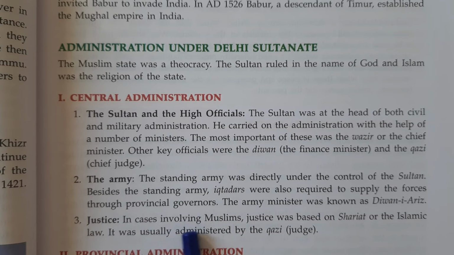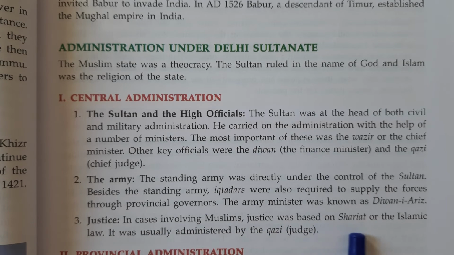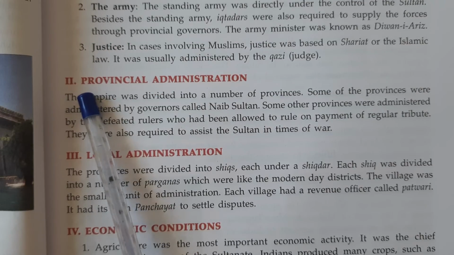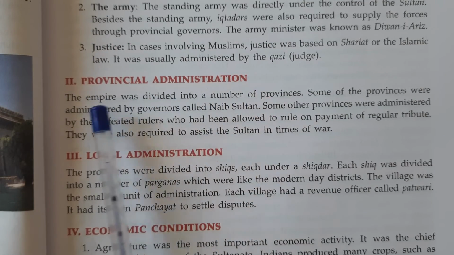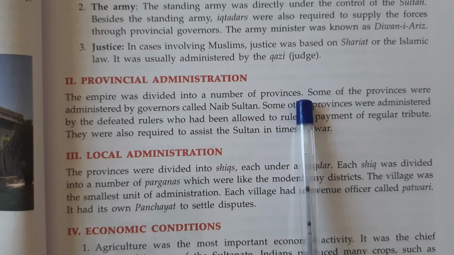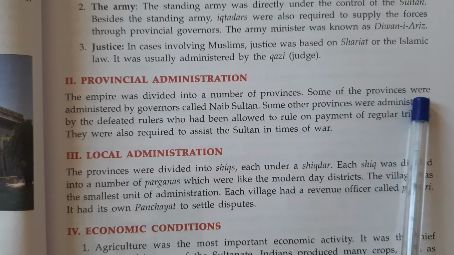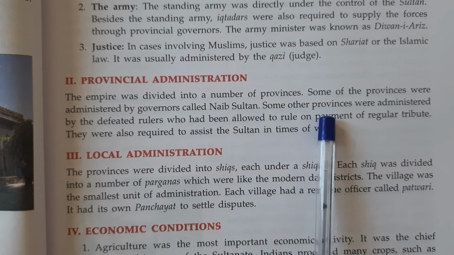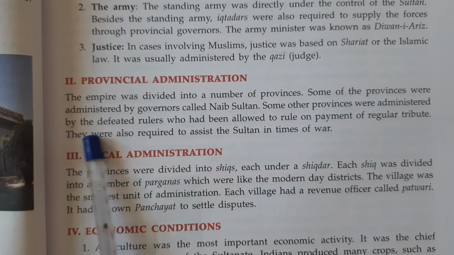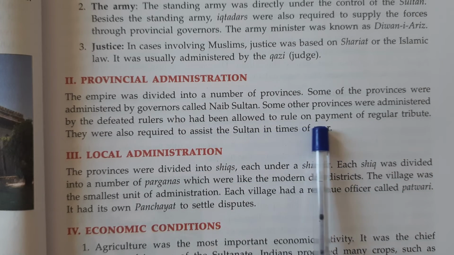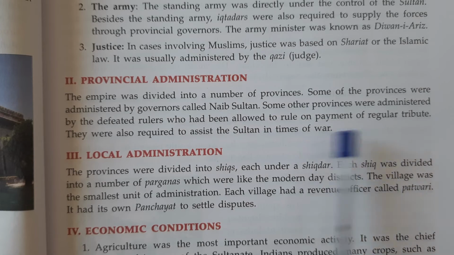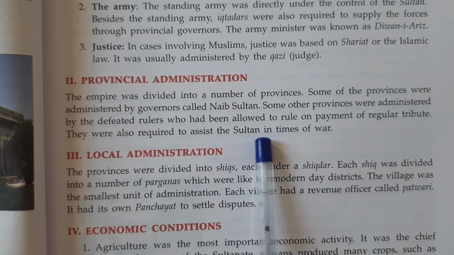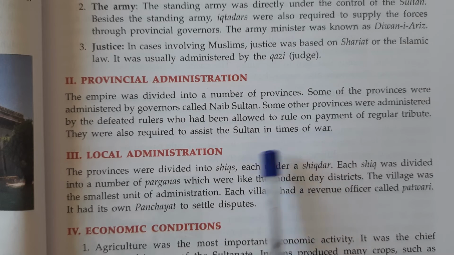Justice. In cases involving Muslims, justice was based on Shariat or the Islamic law. It was usually administered by the Qazi judge. Provincial administration. The empire was divided into a number of provinces. Some of the provinces were administered by governors called Naib Sultan. Some other provinces were administered by the defeated rulers who had been allowed to rule on payment of regular tribute. They were also required to assist the Sultan in times of war.